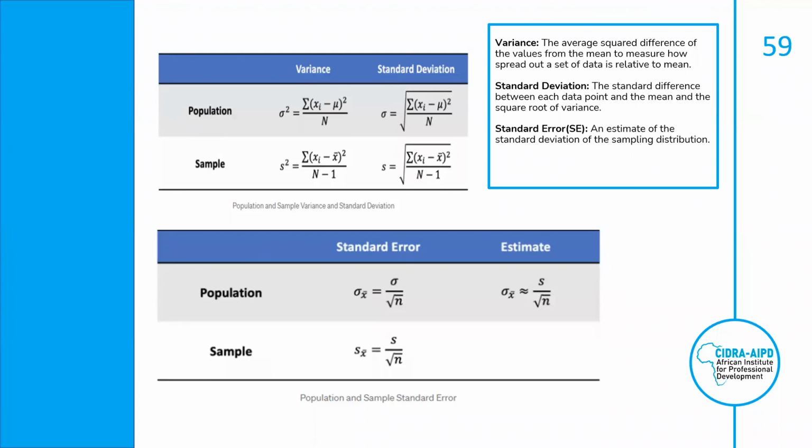Variance, the average squared difference of the values from the mean, to measure how spread out a set of data is relative to the mean. Standard deviation, the standard difference between each data point and the mean, and the square root of variance. Standard error, SE, an estimate of the standard deviation of the sampling distribution.